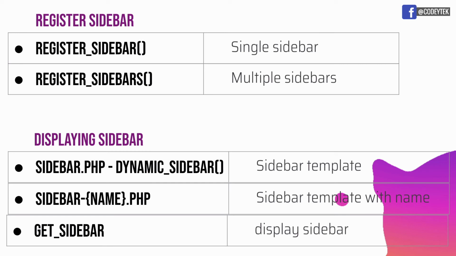So with that, we have understood what widgets and sidebars are, and let's get into action and start registering them in our theme. In the next video, we are going to register the sidebars, and I'm going to show you step by step how to do that in your theme.